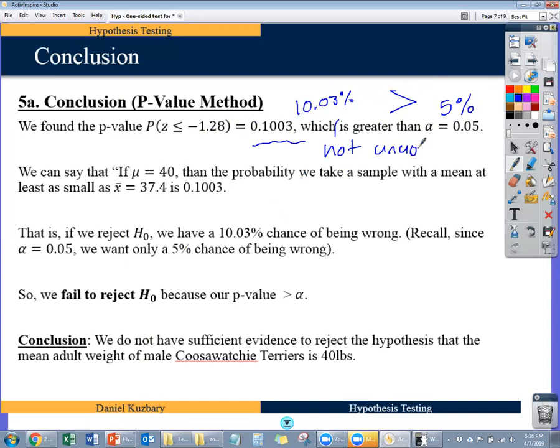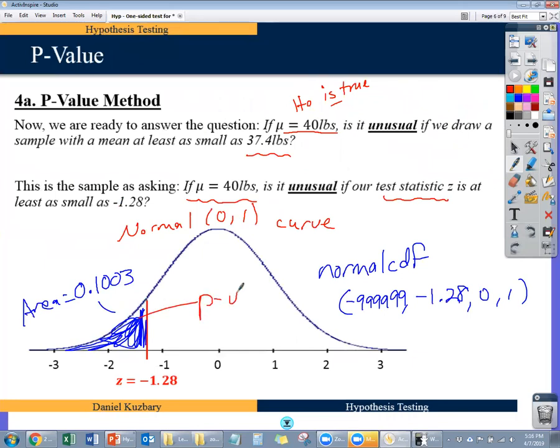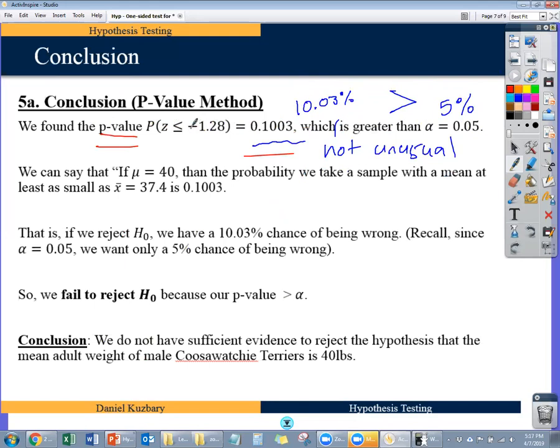We've done problems like this before. If something being unusual is 5% or less, 10% is not less than 5%. So because this p-value is bigger than alpha equals 0.05, we're going to call this not unusual. I may not have said this out loud. This is called a p-value, this whole probability. This area right here is the probability that z is less than or equal to the test statistic itself in this context.